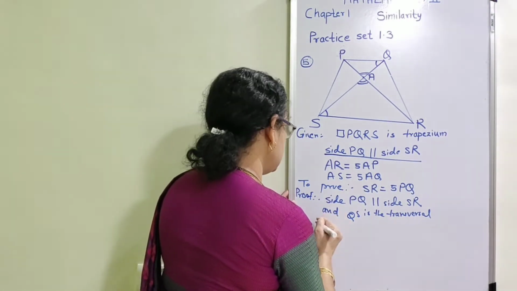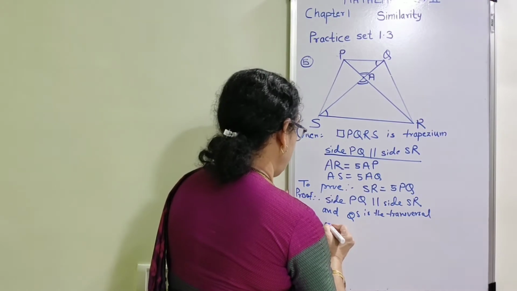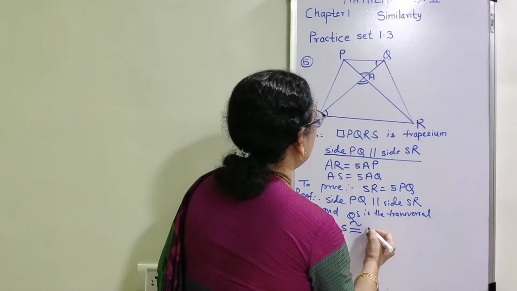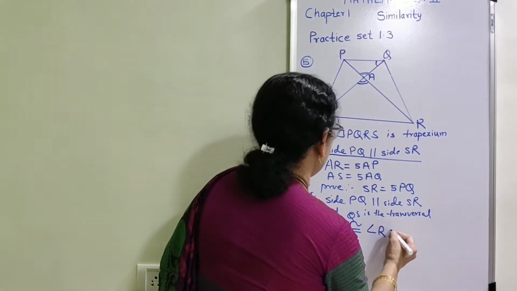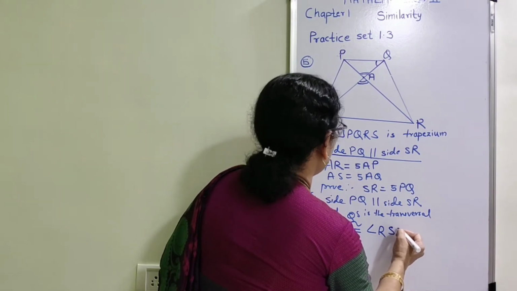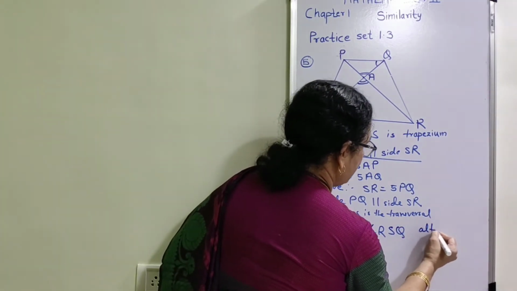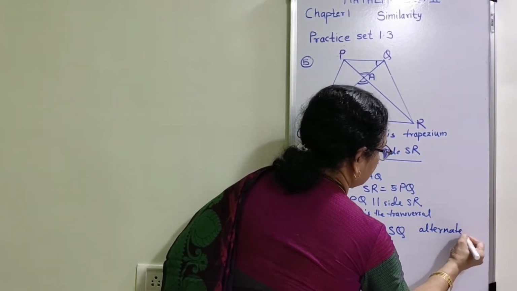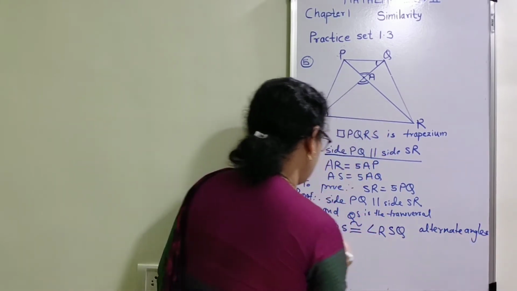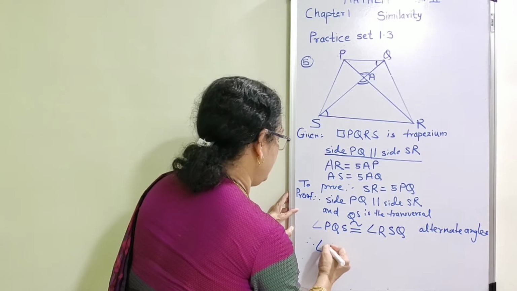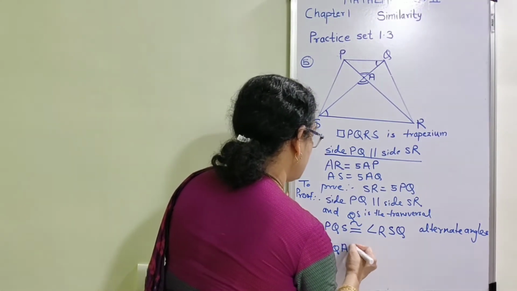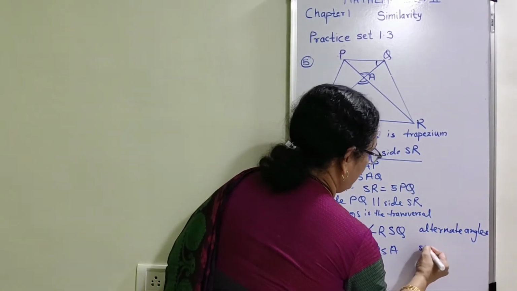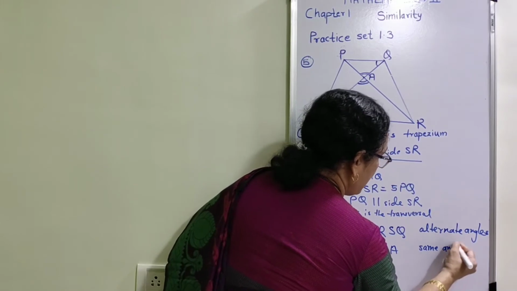Since QS is the transversal, angle PQS is congruent to angle RSQ. The reason is alternate angles. Now I am going to write the names again. Angle PQA is congruent to angle RSA. Now same angles, only the names are different.